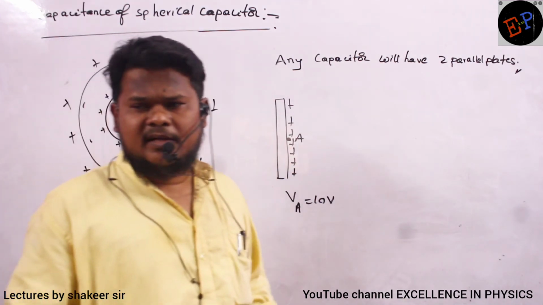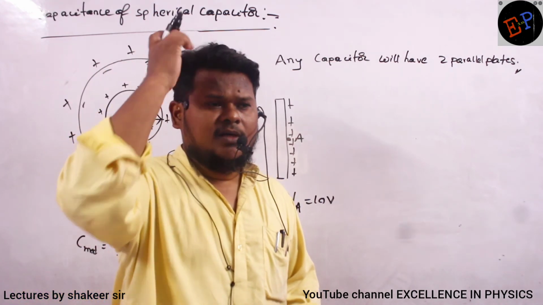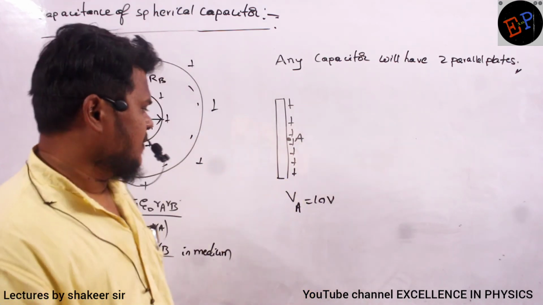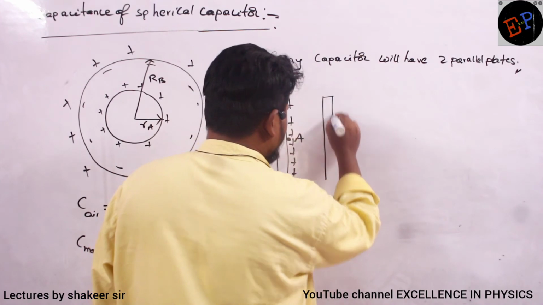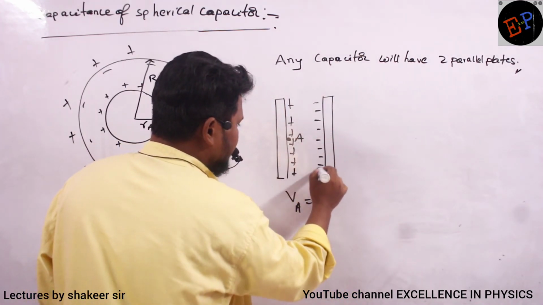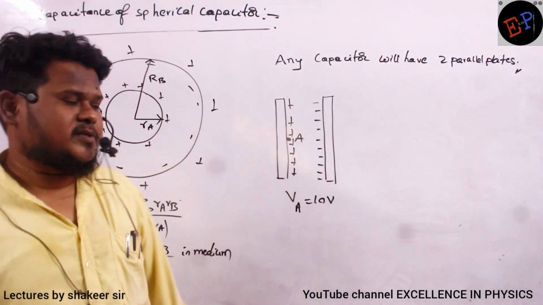See, my potential is 10 volts. If I go on adding charges to this one, then after some time I cannot store more charges, no? Because it reaches the breakdown strength of air, and after that if you add charges, they will leak into the atmosphere. So therefore, what I do is, I will take another plate with negative charges.